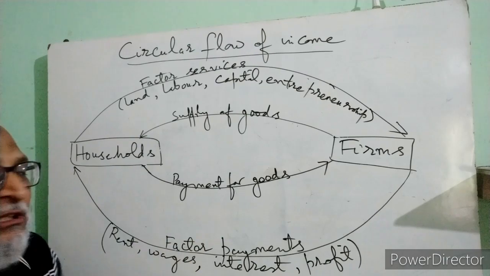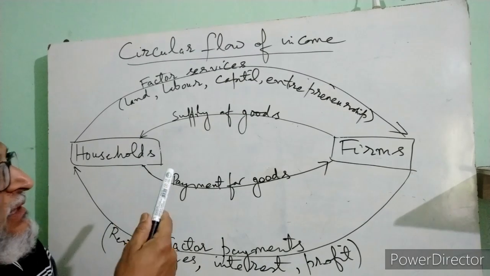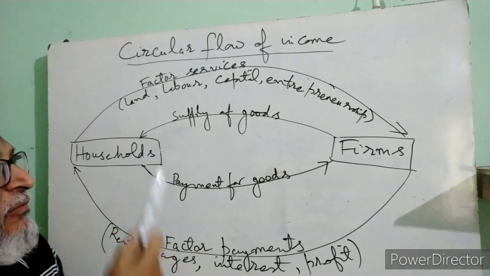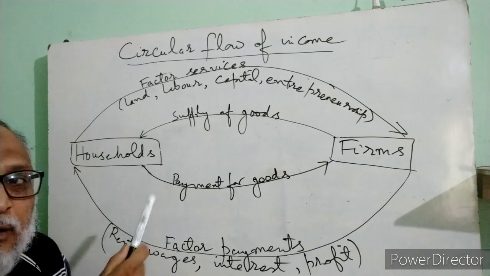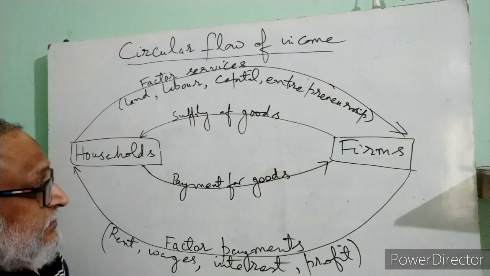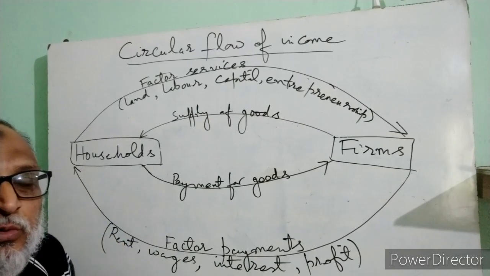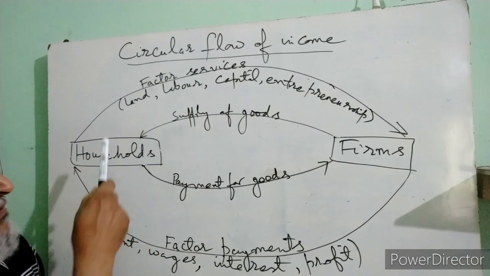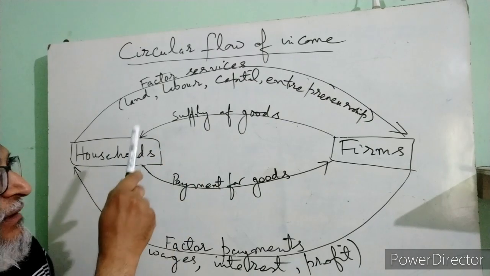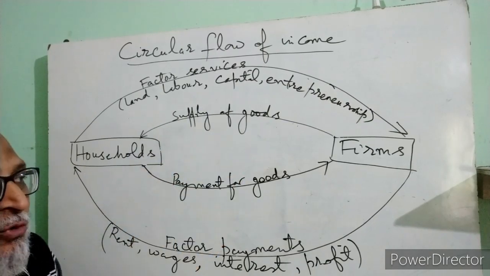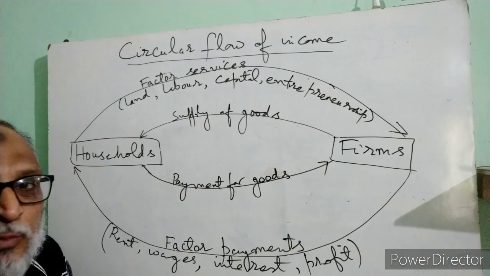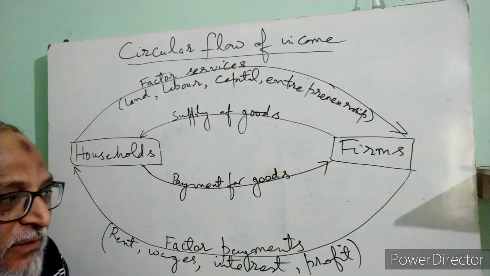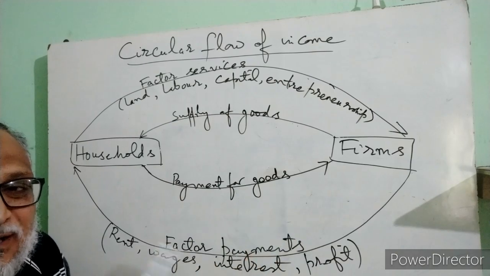So today I am going to explain this chart. You can see in front of you circular flow of income. So these are the two sectors in the economy, household and firms. Now, what do households do for firms? They provide factor services like land, labor, capital and entrepreneurship to the firms. But these services are not provided free of cost. Firms have to make payment to these factors.